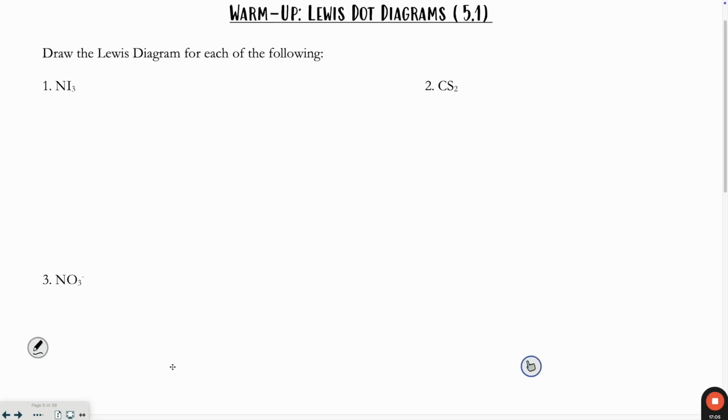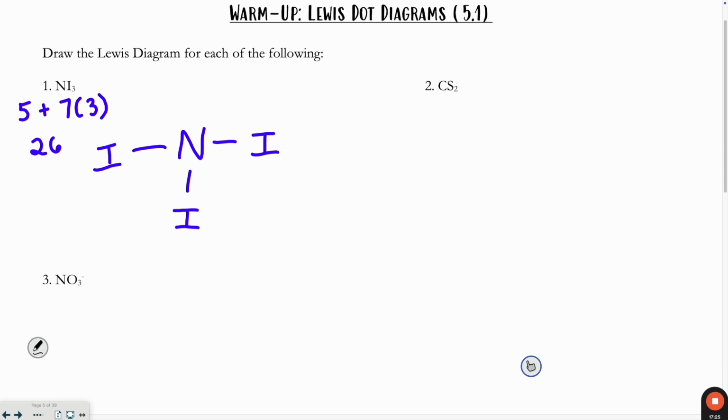All right, so let's do some practice. NI3: nitrogen has 5 valence electrons. Iodine has 7. So I have a total of 26 valence electrons. Next step is share. So I've got nitrogen, I've got 3 iodides coming off of it.